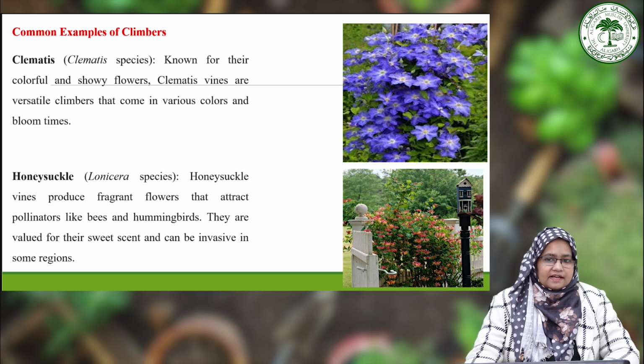The next one is honeysuckle, which has the botanical name Lonicera. Honeysuckle vines boast fragrant blossoms that draw in pollinators such as bees and hummingbirds. Their sweet aroma is highly appreciated throughout. They can become invasive in certain areas.